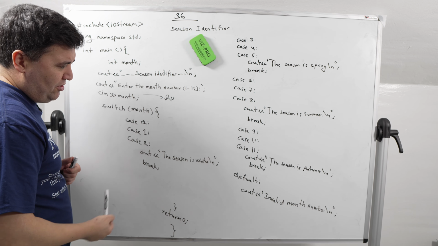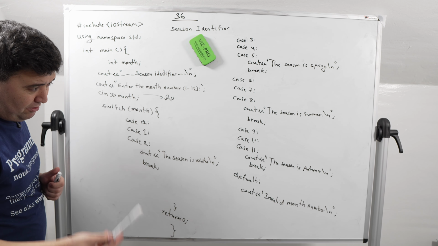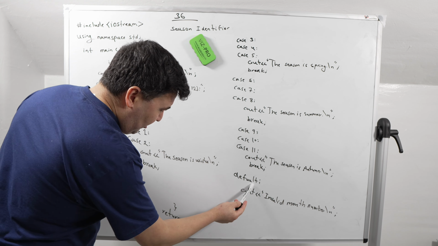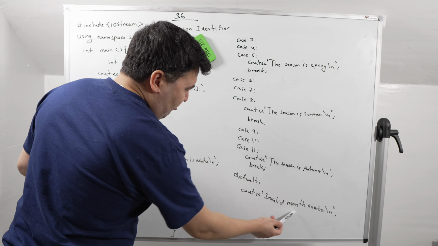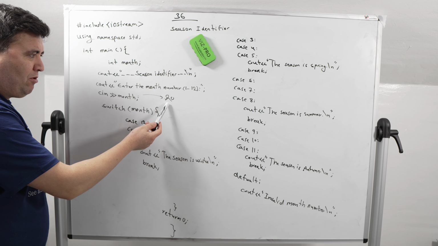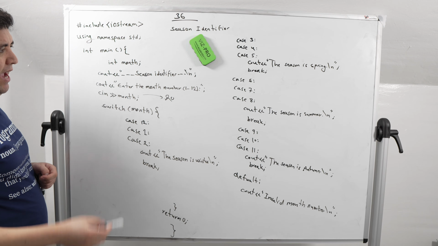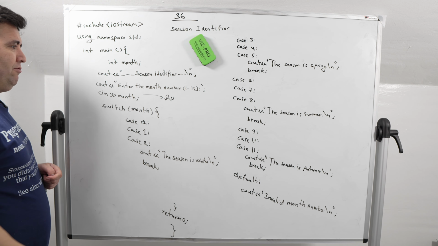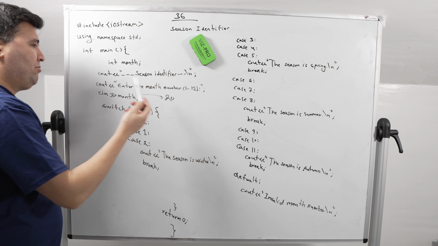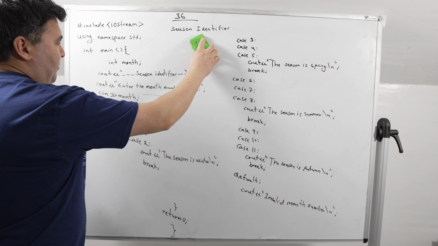So now which section of the switch statement will be executed? The default section. And will the default section print out invalid month number? Yes, because 20 is not a month number. We have month numbers between 1 to 12, so we don't have any month number which should be 20.